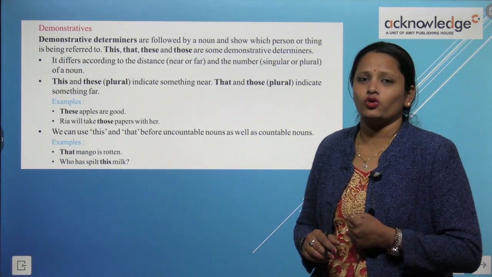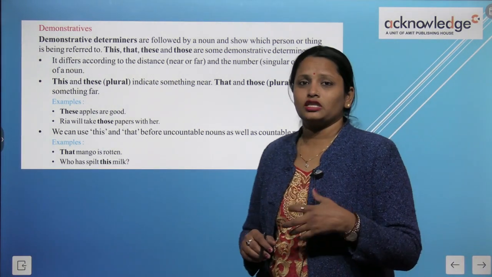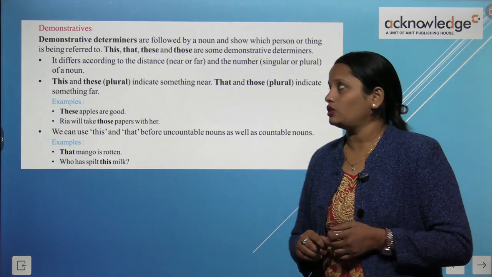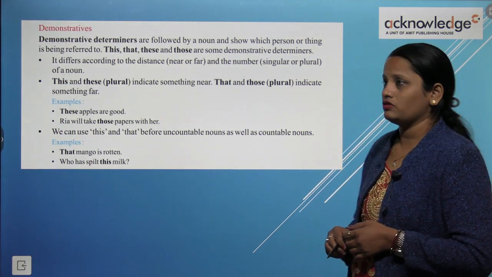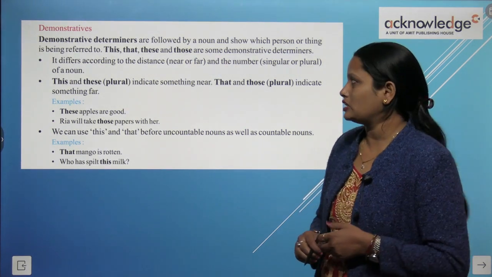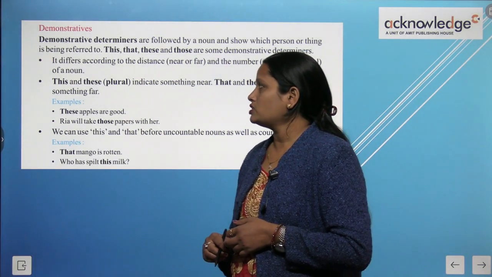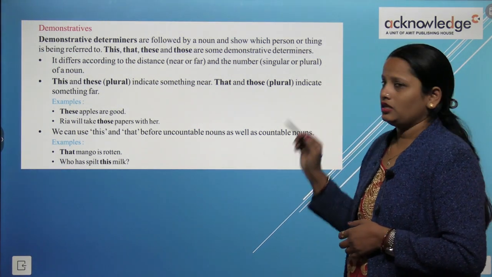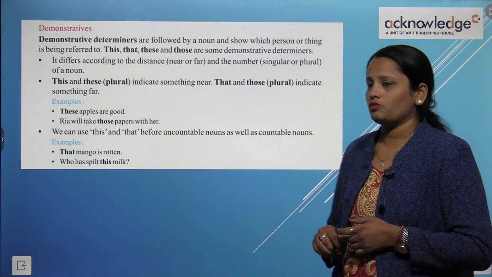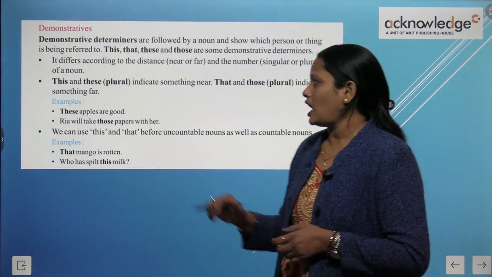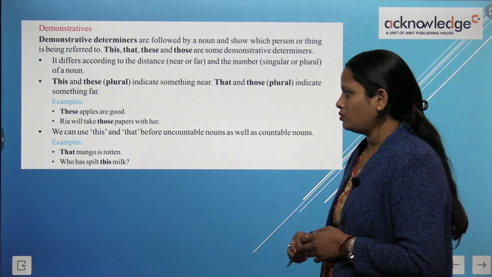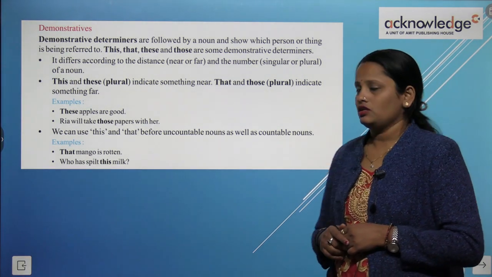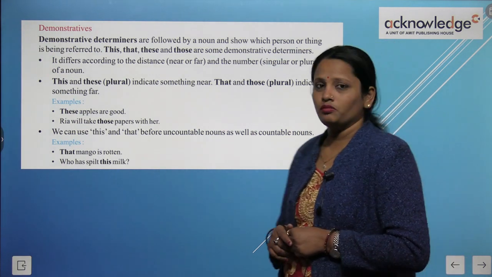तो एक noun को follow करता है और बताता है कौन सा person या फिर thing यहाँ पे उसकी बात हो रही है. So this, that, these and those are some demonstrative determinants. And it differs according to the distance, ये distance के according ही differ करते हैं. Near or far and the number singular or plural. This and these are plural. This and these जो हम plural के साथ use करते हैं and it indicates something near. So ये जो बताते हैं कोई चीज जो पास में.